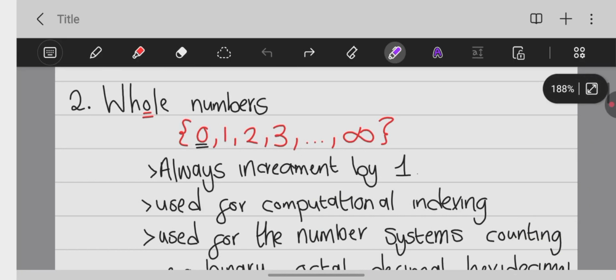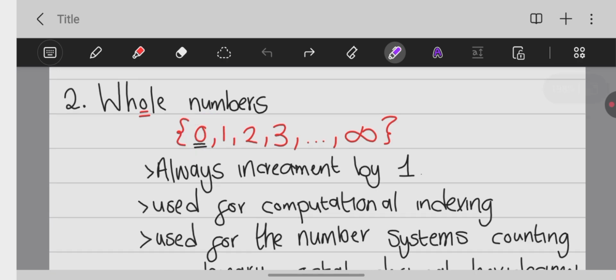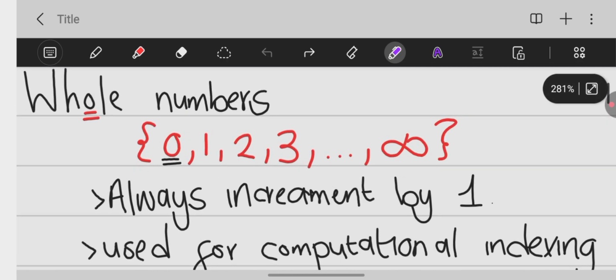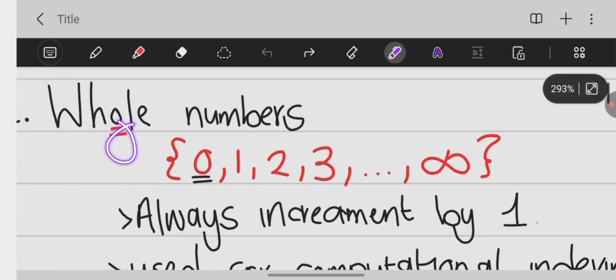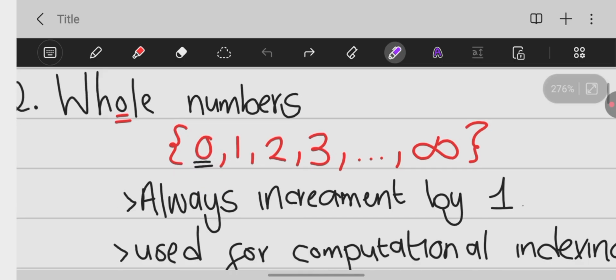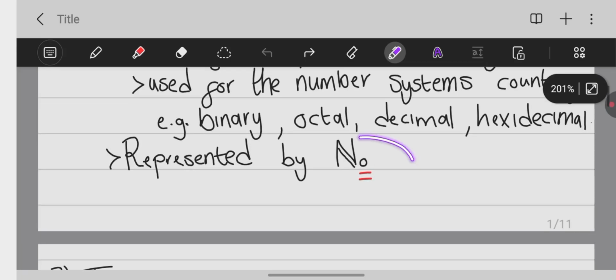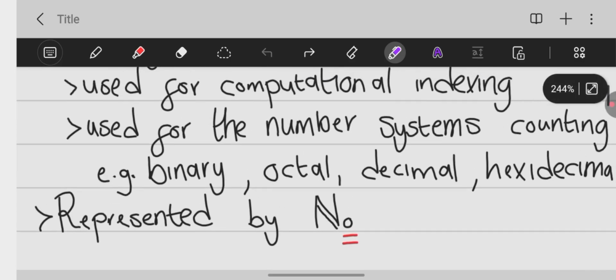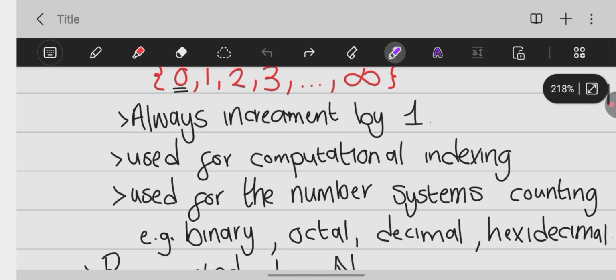And then we have the whole numbers, which is a set of numbers that start from 0 up to positive infinity. And I really just highlighted the O and the 0 here, just for you to remember that whole starts from 0 and is basically represented by the same symbol as natural numbers, just with an O or 0 to show that you're starting from 0. They always increment by 1 and are used for computational indexing.